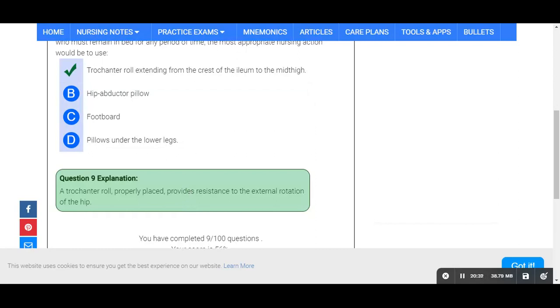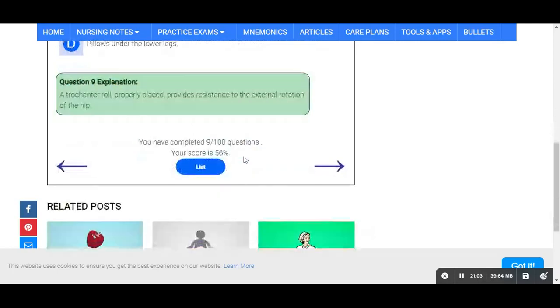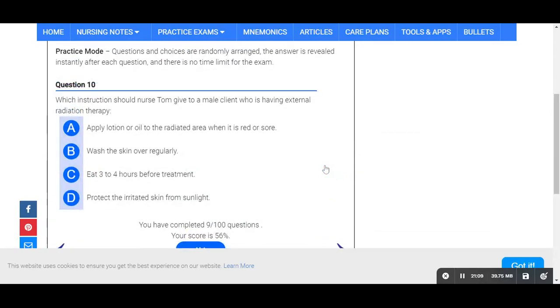I wish I could show you how a trochanter roll looks like. I'm actually Googling right now, but the thing is, I'm only screen recording this tab, so I don't know how to screen record including other tabs. Anyway, trochanter roll, it's just like a mini yoga mat that is being rolled, so you don't really have to worry about it. At least you know the function.